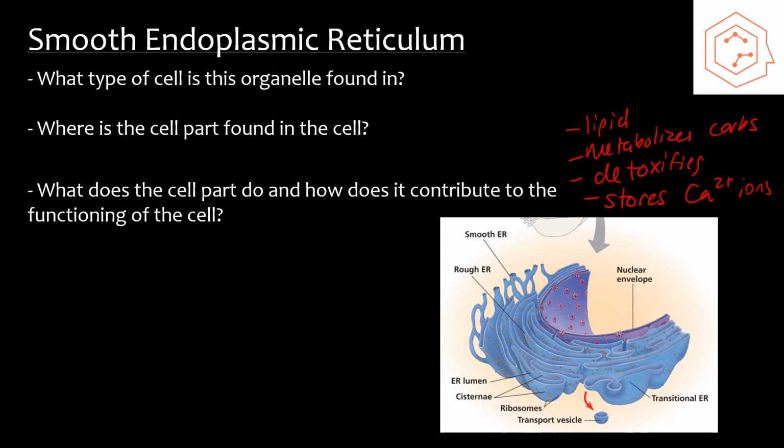Additionally, the smooth endoplasmic reticulum doubles in size when detoxifying, but after a waste has been processed, it returns to a normal size.